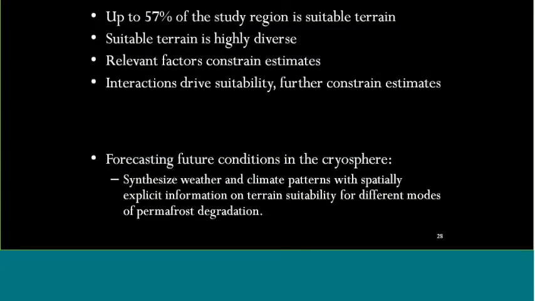So the final results were somewhat over half of the study region was deemed to be suitable terrain in the study. And the suitable terrain is highly diverse. There are some areas where a relatively low slope is okay, it's suitable terrain because ice content is so high. So if the ice thaws and melts, it causes enough instability that even at a low slope angle, it'll still fail. Conversely, you have some areas that are much higher slope, but they have lower ice content, but they're equally suitable. So factor interactions are driving this.